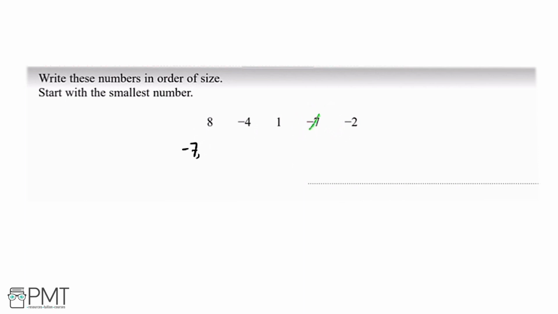I'm then going to look for the next smallest, and that will be -4. And the next smallest, which is -2. And then the next smallest, which I can see is 1. And then last but not least, number 8. Is this our final list? -7, -4, -2, 1, 8. And if you get that all right, you get 1 mark.